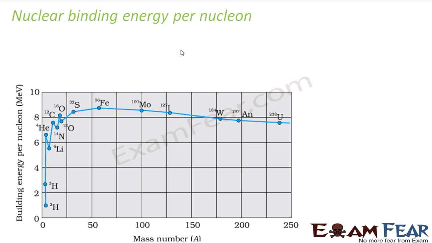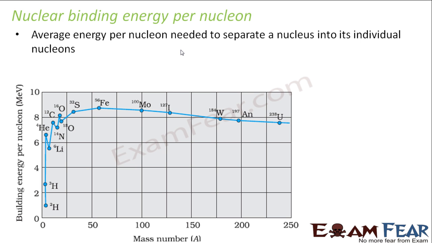So how do we define nuclear binding energy per nucleon? It is the average energy per nucleon needed to separate a nucleus into its individual nucleons. That is how I explained it in the previous slide also, right? It is nothing but the amount of energy which is needed if you want to separate the nucleons from each other.